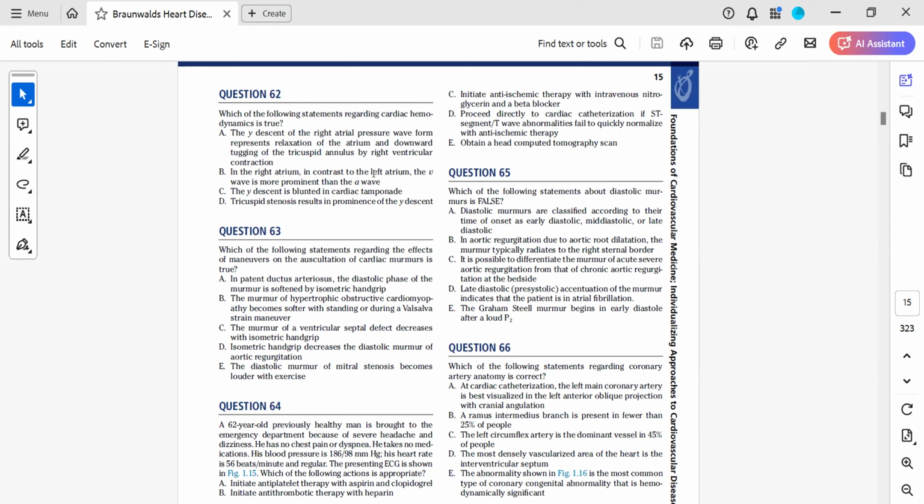Then the Y descent follows the V wave, and it represents right atrial emptying after the tricuspid valve opens. Conditions that blunt the right atrial Y descent include cardiac tamponade, ventricular ischemia, and tricuspid stenosis. Conversely, constrictive pericarditis is associated with prominence of the Y descent because the very earliest phase of diastolic ventricular filling is unimpeded in this condition. Blunting of the X descent can be observed in atrial fibrillation.